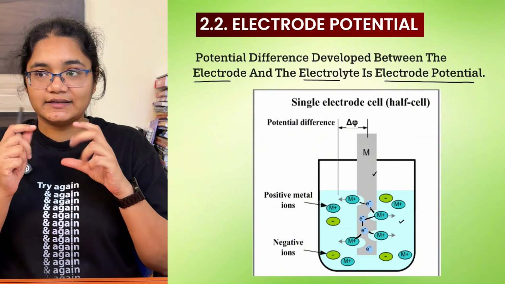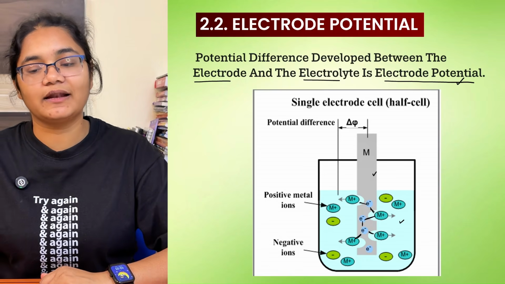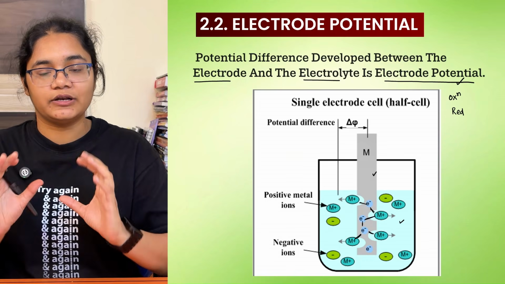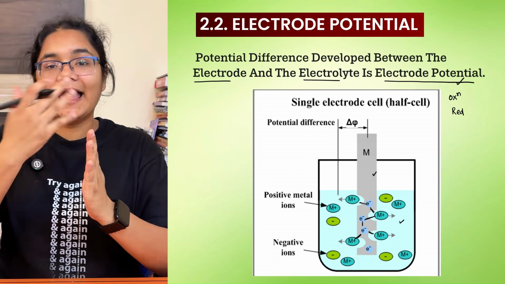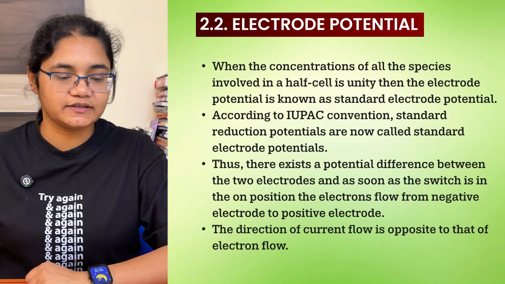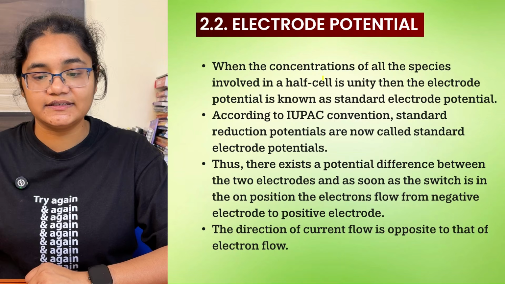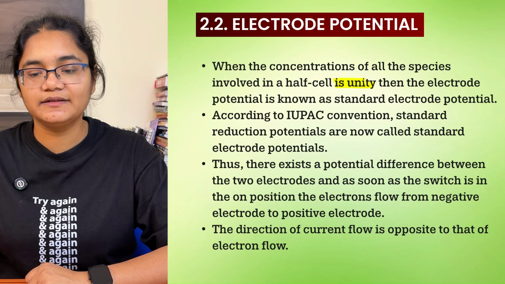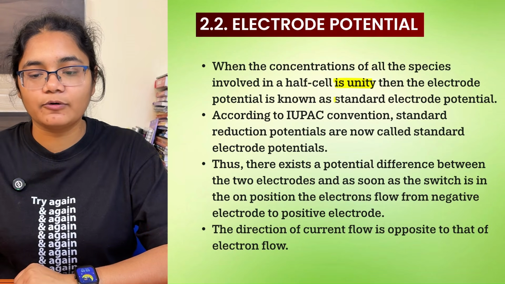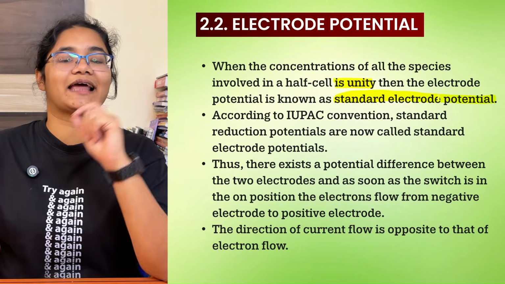So the potential difference that is generated here is called your electrode potential. It is present as oxidation potential in the oxidation half cell, and in the reduction half cell there will be reduction potential. So the potential difference between the electrode and the electrolyte is called electrode potential. Now we will talk about some more things about this. When the concentration of all the species involved in the half cell is unity, that means the electrolyte is 1 molar, then the electrode potential is known as standard electrode potential. You need to know what electrode potential is and what standard electrode potential is.